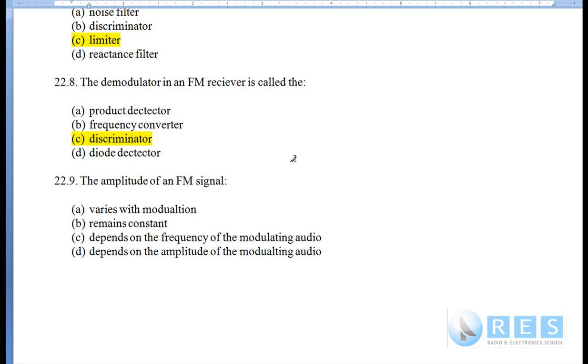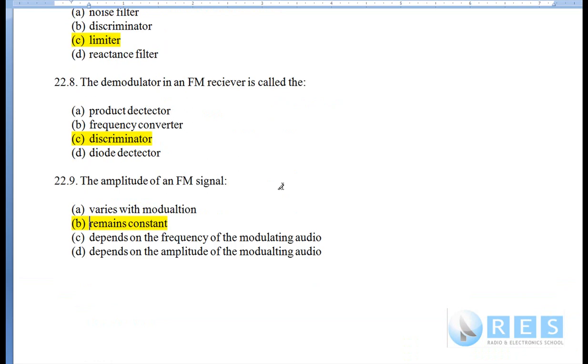22.9. The amplitude of an FM signal varies with modulation. Now that's nonsense, it remains constant. And I think that's it. Yes, that's it. That's the end of this tutorial.